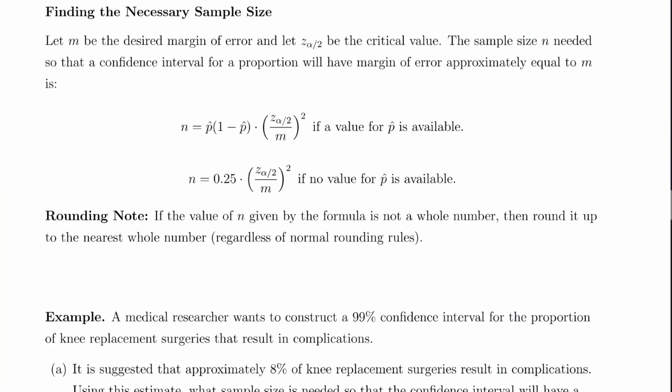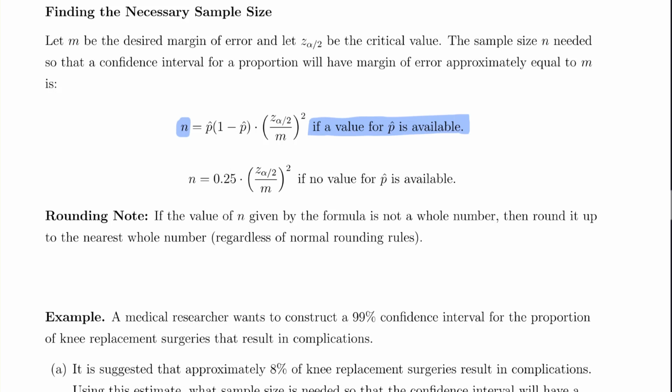Our last topic of this section of notes is finding the necessary sample size. So let's say we've got a desired margin of error and we have a specific confidence level we're looking at. Then what is the sample size needed so that the confidence interval for the proportion will have that margin of error at that confidence level? So we have two different formulas. One if a value for p hat is available, one if no value of p hat is available. Let's look at the first formula.